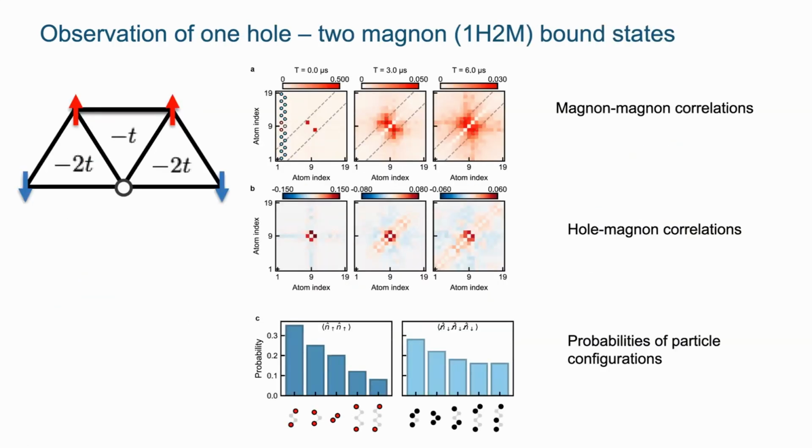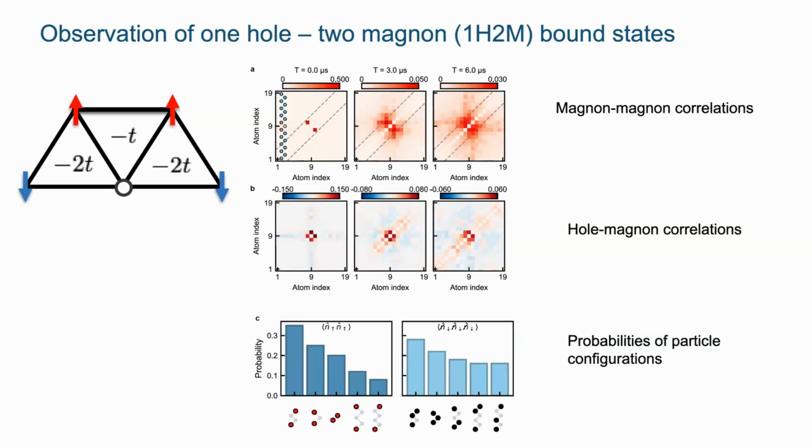One can also look at higher bound states. In this case, they prepared 1 hole and 2 magnons and let this object expand in a ladder. Again, now we can look at correlations between the coordinates of a hole and a magnon or 2 magnons. And you see that 2 magnons are also traveling together because they are part of this bound state of 3 particles, which again, I remind you, has no magnetic interaction.